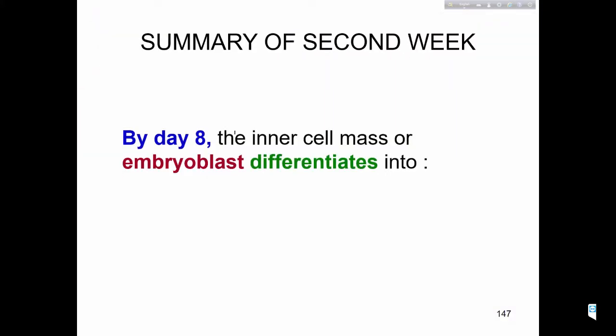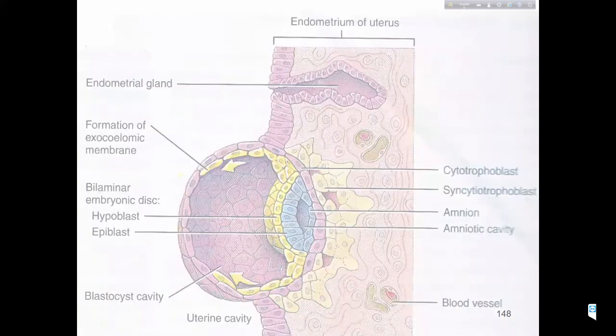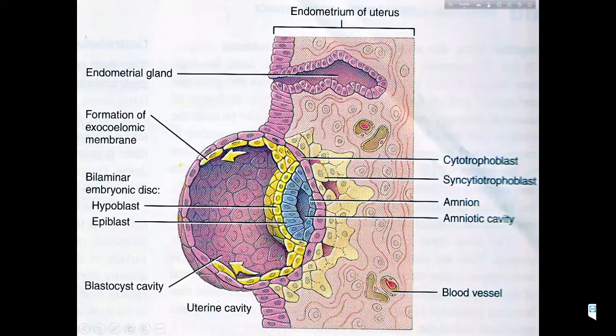By day 8, the inner cell mass or embryoblast differentiates into, I'm repeating, epiblast and hypoblast. This is another figure taken from another book. This is epiblast, this is hypoblast, so a bilaminar germ disc. This one is the amniotic cavity, this inside is the trophoblast, this is the cytotrophoblast, and this is the blastocystic cavity.